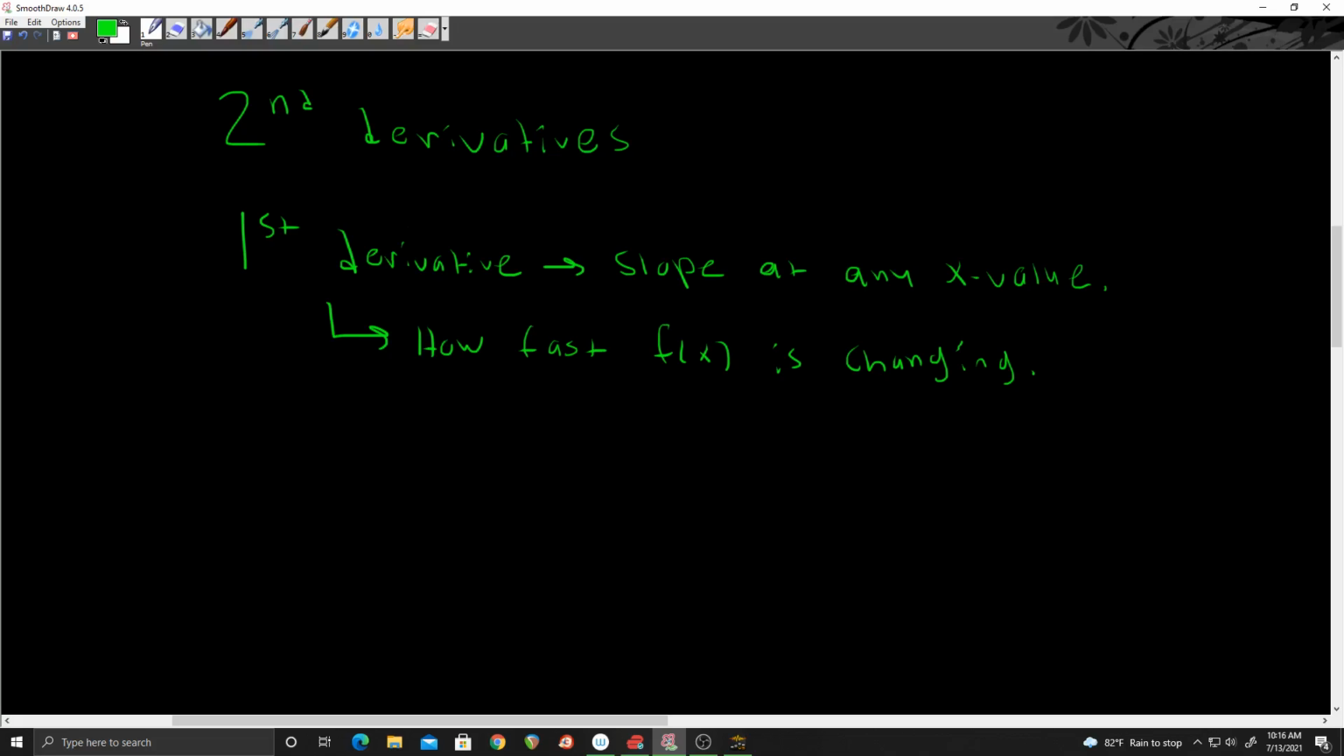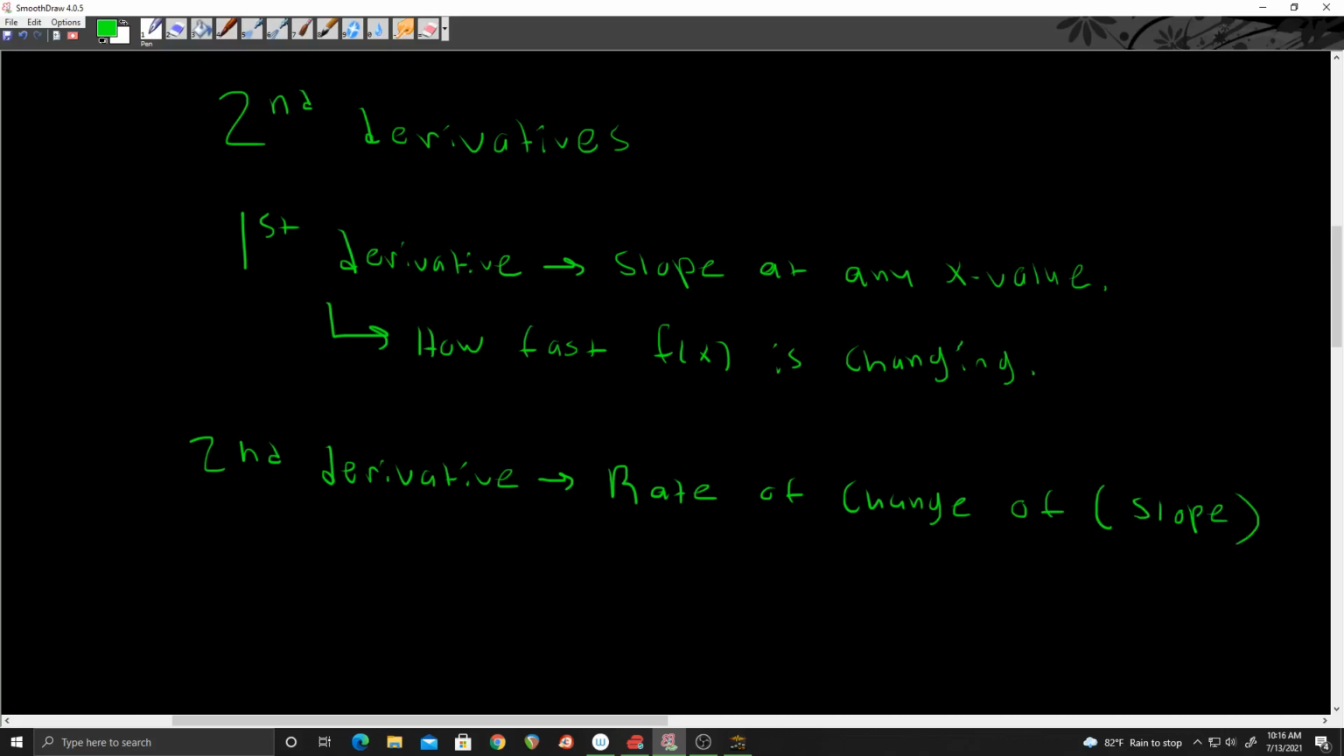Anyway, first derivative: how fast f of x is changing. So the second derivative is going to be the rate of change of the first derivative, because that's what the derivative tells us. It always tells us the rate of change of whatever is in there. Rate of change of the first derivative, which is the slope. Rate of change of slope. How is the slope changing?